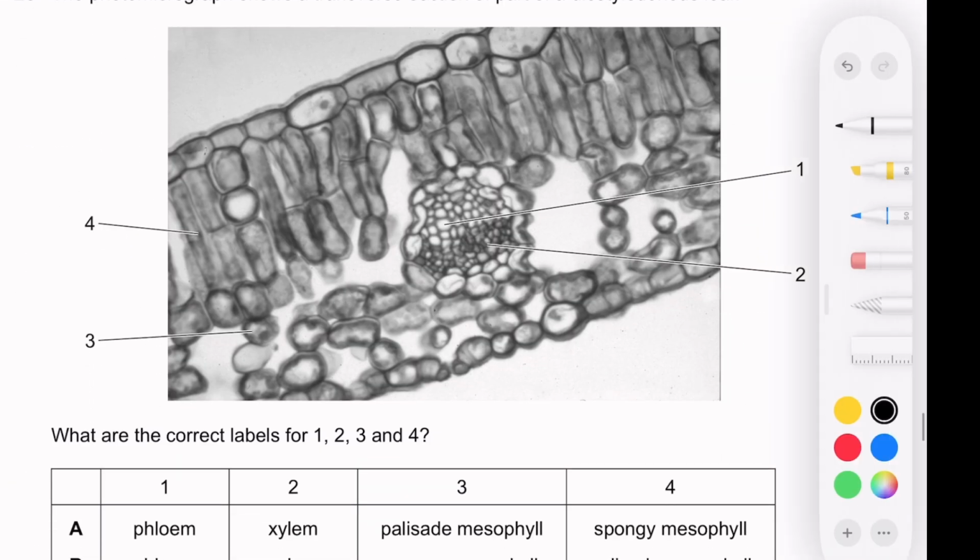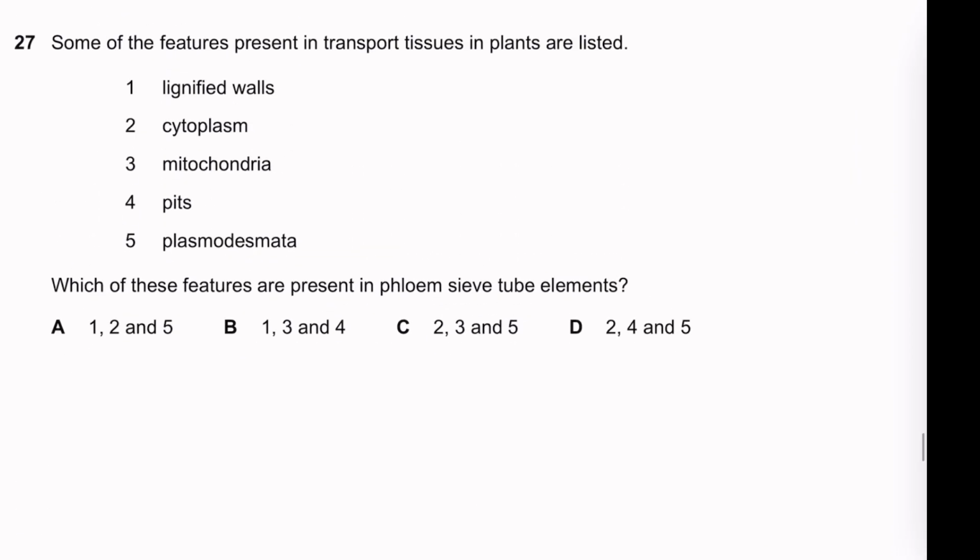Moving on, the photomicrograph shows the transverse section of part of a dicotyledonous leaf. So what are the correct labels for 1, 2, 3, and 4? So 1 is, let's look at that. So yeah, 1 is the xylem, 2 is the phloem, and 3 is the spongy mesophyll, and 4 is the palisade mesophyll. Xylem and phloem, the spongy then palisade, that's the answer.